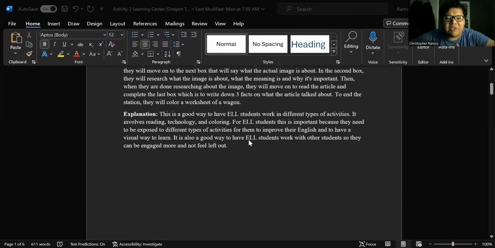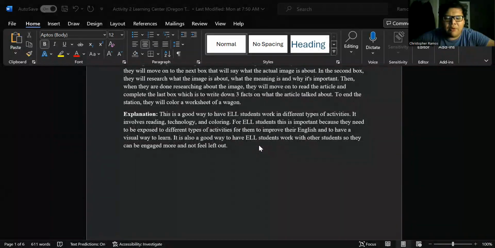The explanation is this is a good way to have ELO students work in different types of activities. It involves reading, technology, and coloring, which is important for ELO students. Because if they're seeing something, as long as they are learning the concept and the lesson, it has to be an engaging way for them to understand what's going on. So for ELO students, this is important because they need to be exposed to different types of activities to improve their English and to have a visual way to learn. It is also a good way to have ELO students work with other students so they can be engaged more and not feel left out.